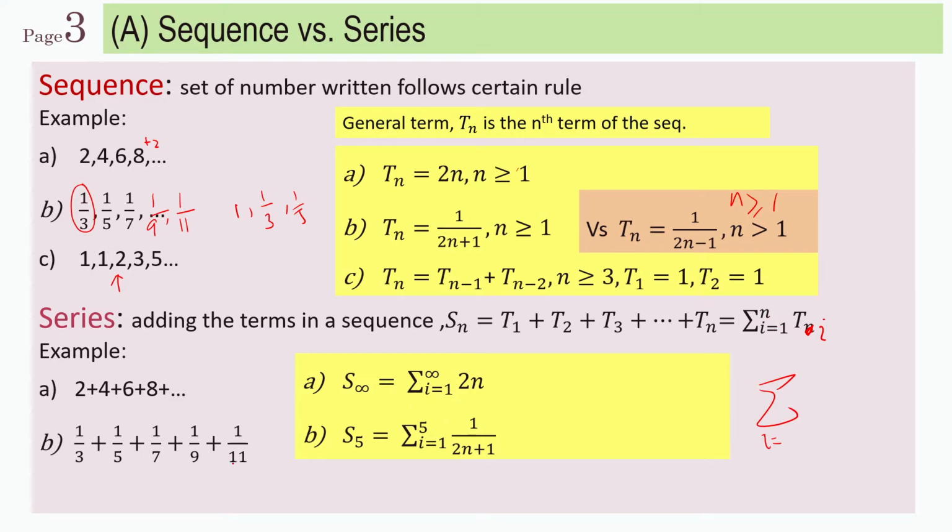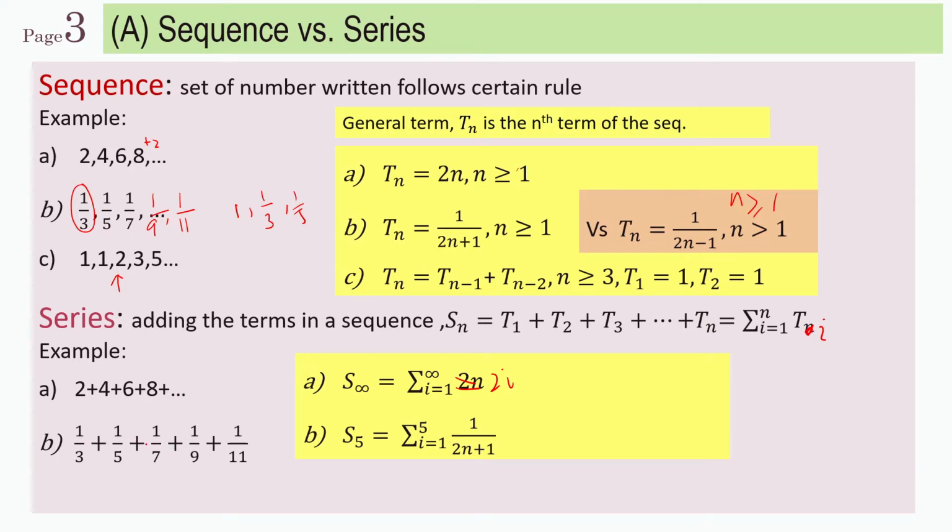Okay, so now let's say you want to sum 2 plus 4 plus 6 plus 8, and we know from our previous example that the general term is 2n. So I should write it as 2i, starting from the first term until infinity. Why until infinity? Because you see there are 3 dots at the end, which means you are adding until the end of the series, that is infinity.